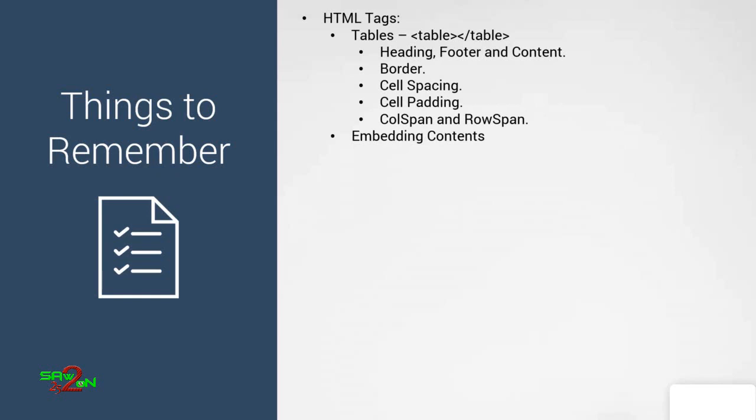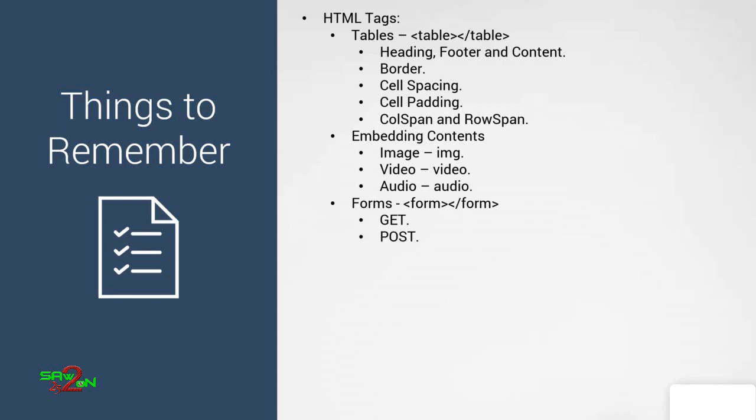Then we talked about how to embed contents, like how to embed an image, how to embed a video, and also how to embed an audio. We talked about form methods, how to do a get and a post method and what is the difference between the two. Then we looked at the form action, how to navigate from one page to another page using forms when a user clicks the submit button. Then we talked about form fields, how to create text boxes, radio buttons, check boxes and all sorts of form elements. Then we talked about meta tags.